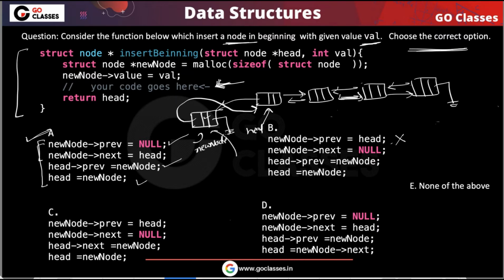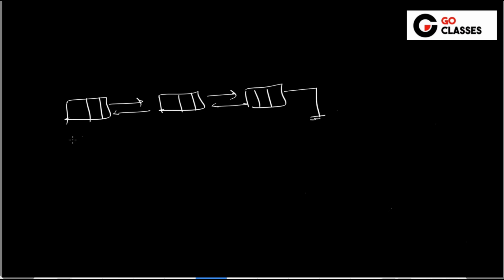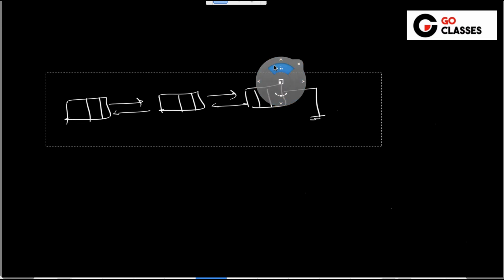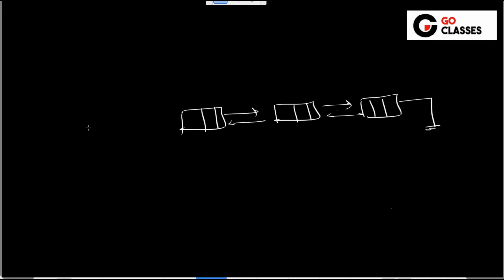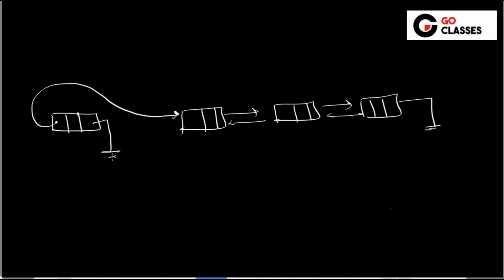Okay, I think I have done a bit messy, but let me draw it again. Sorry about it. See what they are doing. They are saying that this is new node. Okay, one second, let me put it aside so that I can draw the new node here. They are saying this is new node, and they are saying that new node previous should be pointing here. This is bit strange, but that is okay. This should be pointing to null, and they are saying this previous should be pointing here.